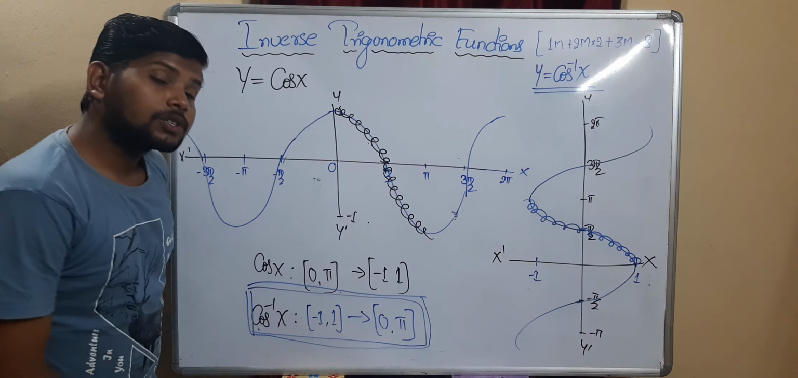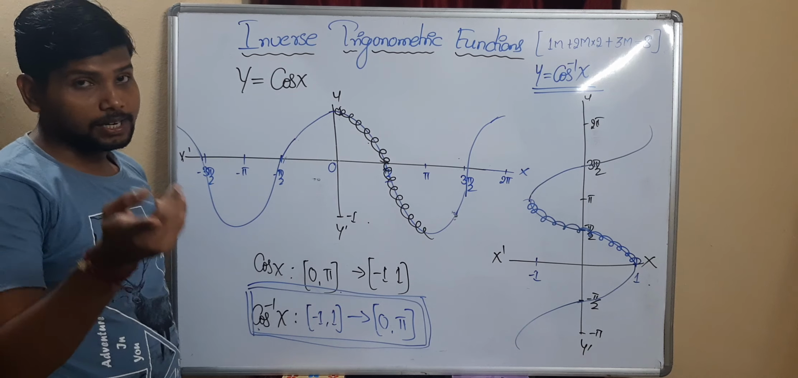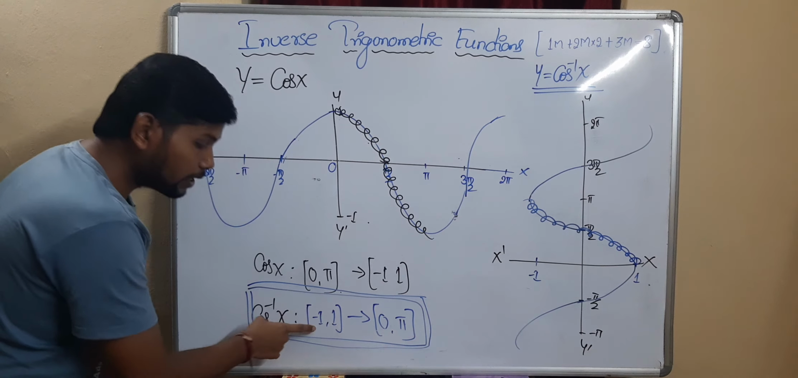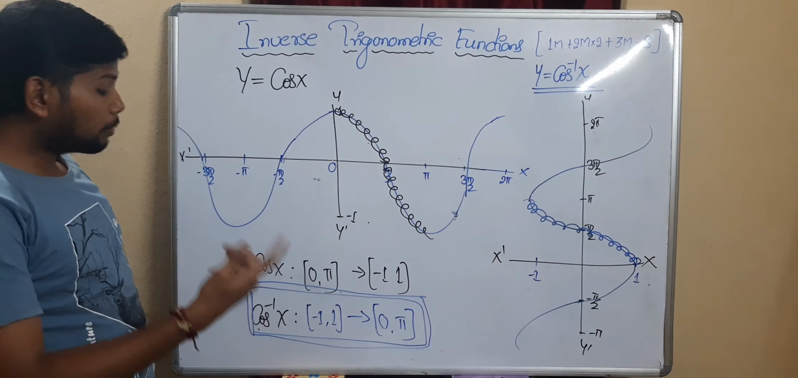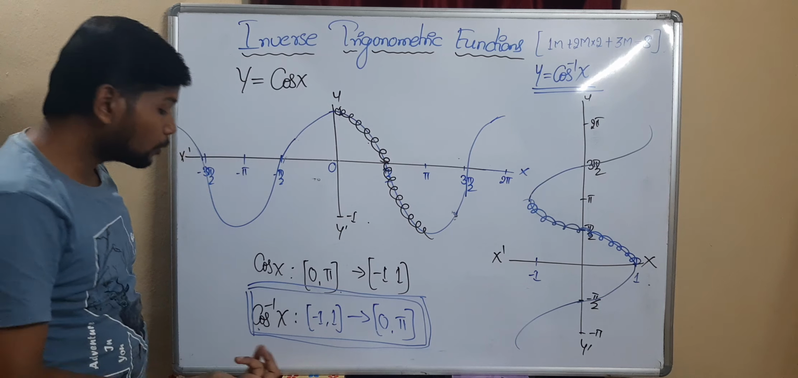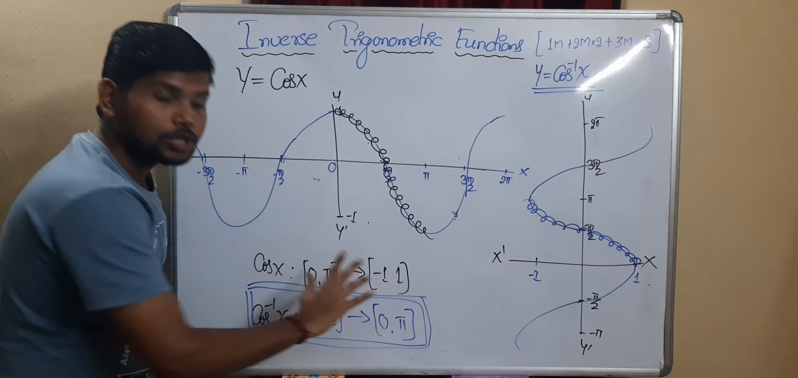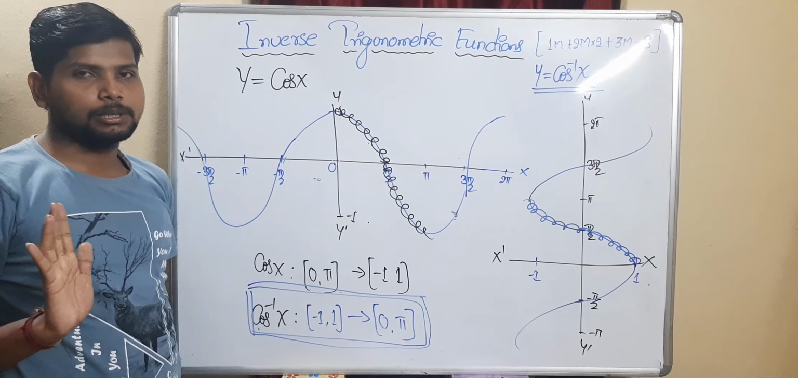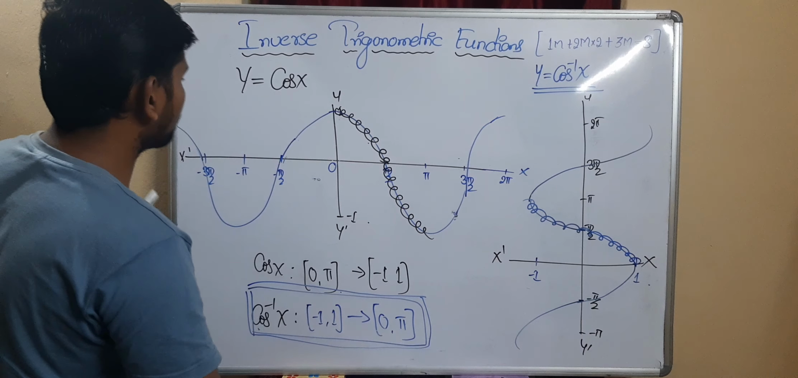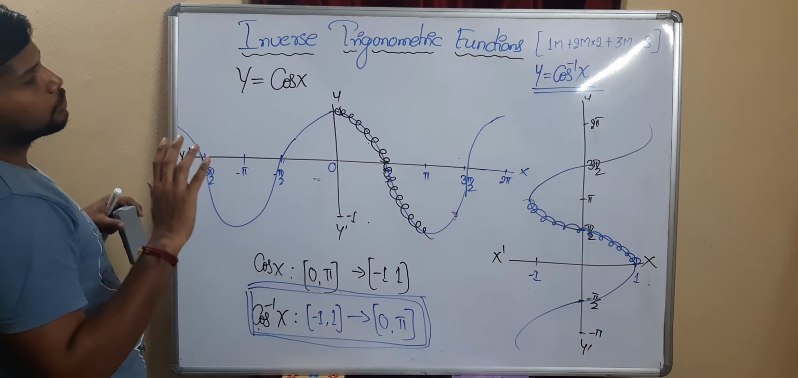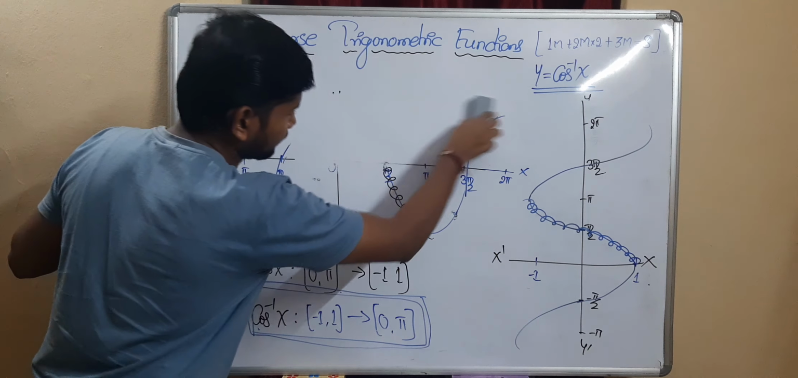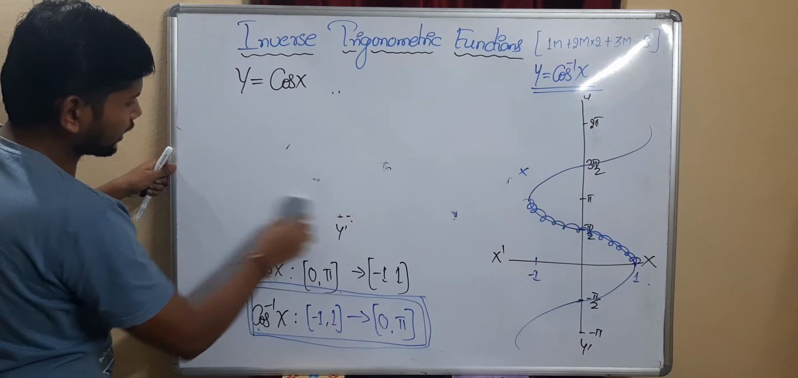What is the domain of sine inverse of x? It is minus 1 to plus 1. The domain of cos inverse of x is also minus 1 to plus 1. But the range of sine inverse of x is minus pi by 2 to plus pi by 2, while the range of cos inverse of x is 0 to pi. Both are closed intervals. Got the point? Yes, that's good. Now I'd like to take one more part, that is tan inverse. Only one graph I'd like to take.